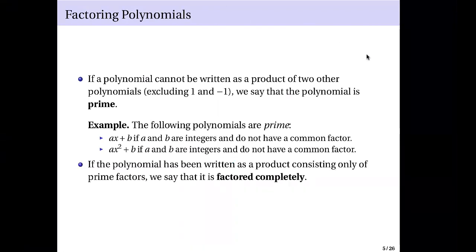If the polynomial has been written as a product consisting only of prime factors, we say that it is factored completely. So this is our goal. We are given a polynomial, and we want to factor it completely, meaning we should be able to write it as a product of prime polynomials only.